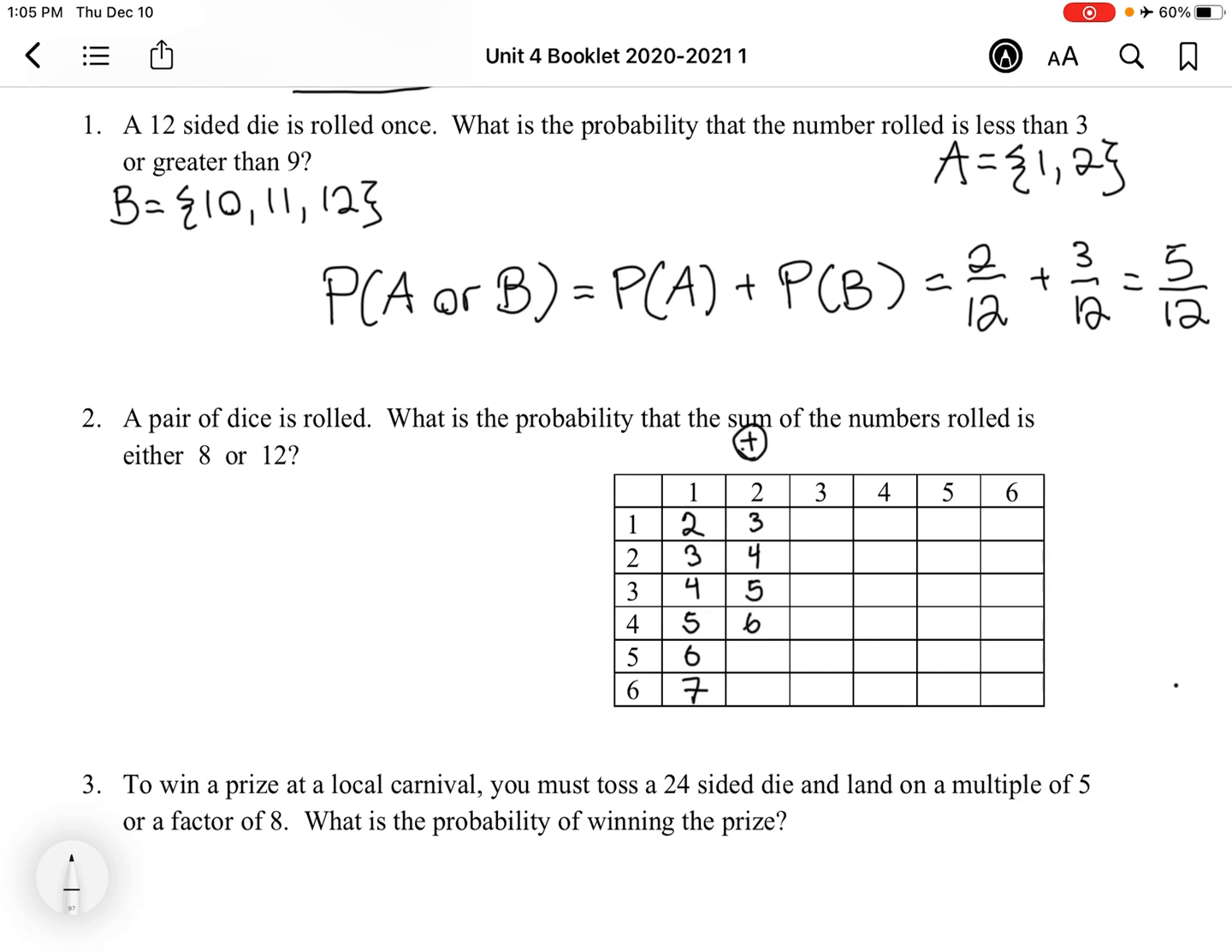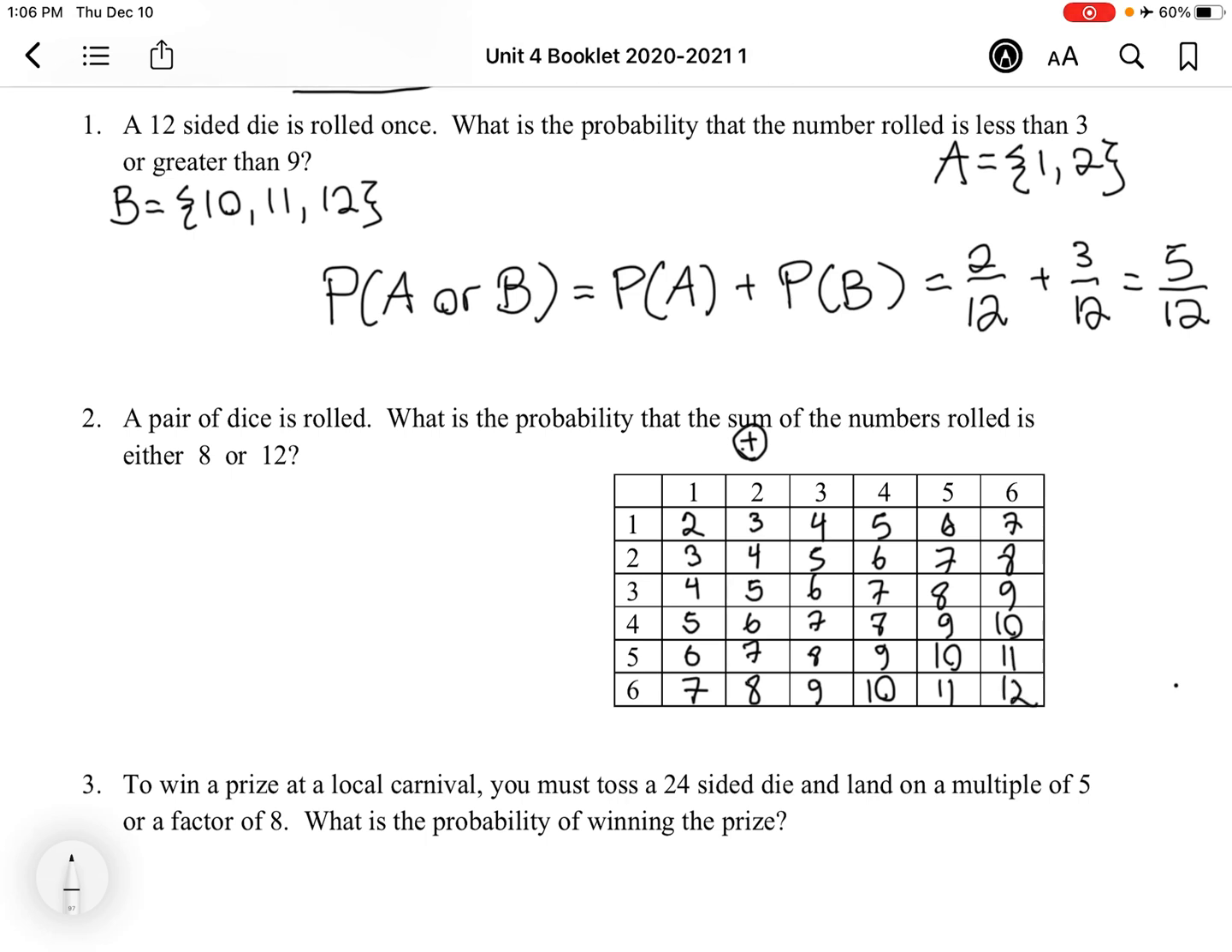So this kind of creates a pattern, 6, 7, 8. This is going to be 4, 5, 6, 7, 8, 9. And then this is 5, 6, 7, 8, 9, 10. 1 and 5 is 6, 7, 8, 9, 10, 11. And then 1 and 6 is 7, 8, 9, 10, 11, 12.